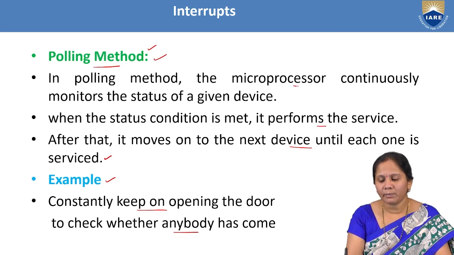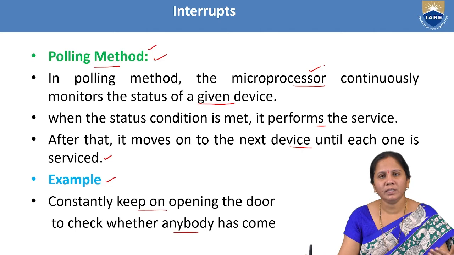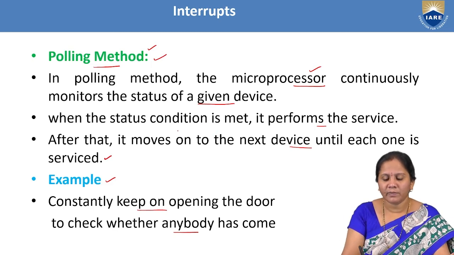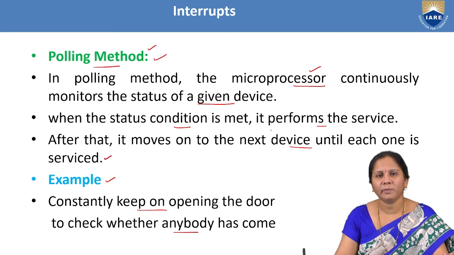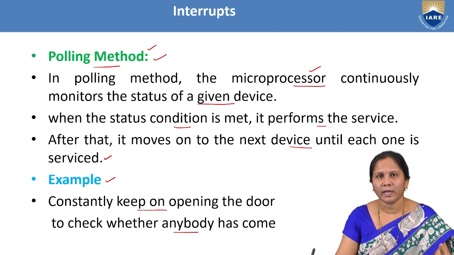So in the polling method, the microprocessor continuously monitors the status of the given device. It is not going to do anything else. Though there is no interrupt occurrence, it keeps on monitoring the status of the given device. During that continuous monitoring process, if the condition is met, that means if any interrupt has come, only then is it going to perform the service. After that, it moves on to the next device until each one is serviced. So this is the main drawback, waste of time in the polling method.